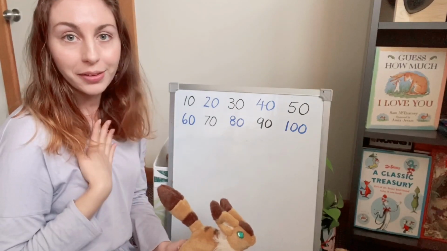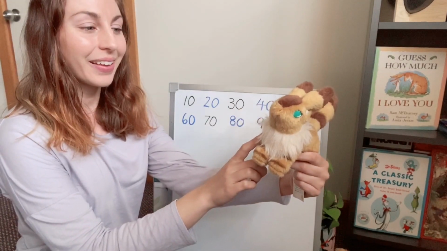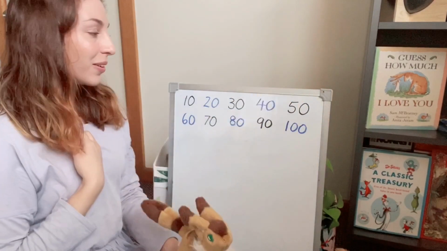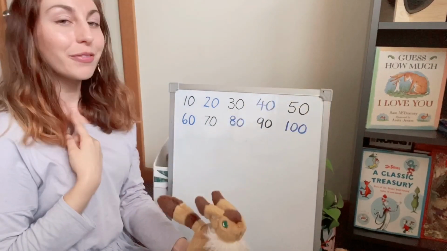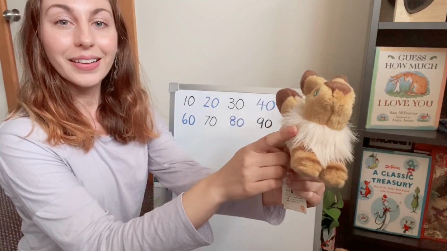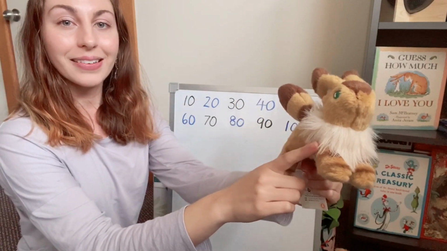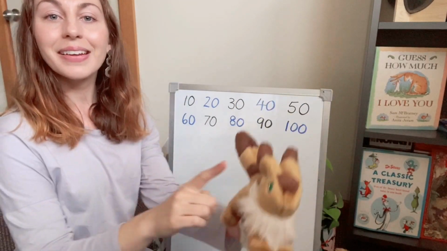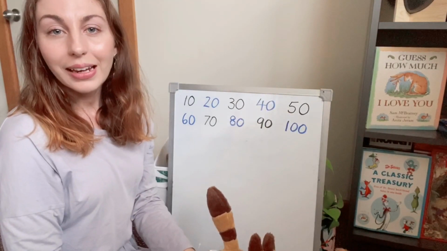Okay, so I'll go first. 10. Now it's Teto's turn. What do you say? 20, well done. My turn. 30, your turn. 40, good job. 50, 60, well done. 70, 80, good job. 90, and lucky last, 100. Well done. Let's do it one more time.